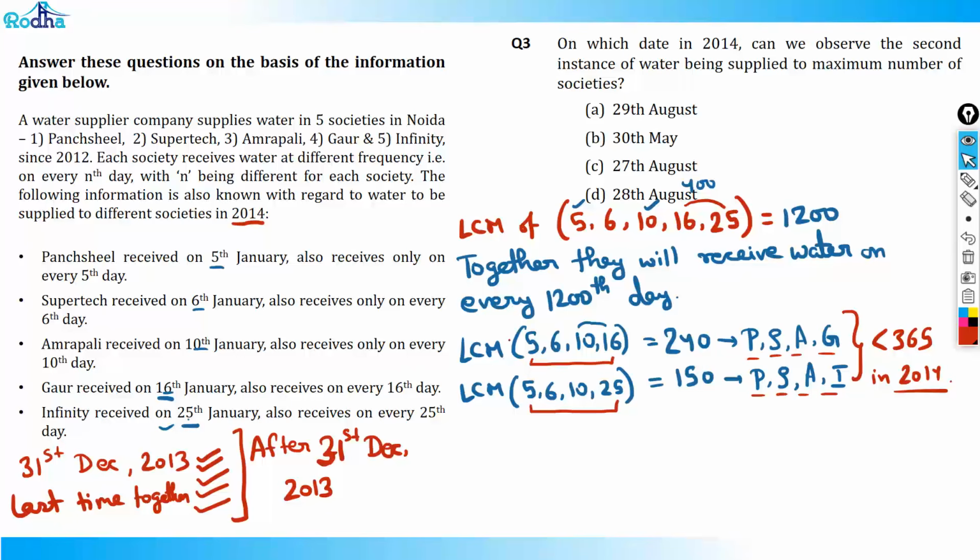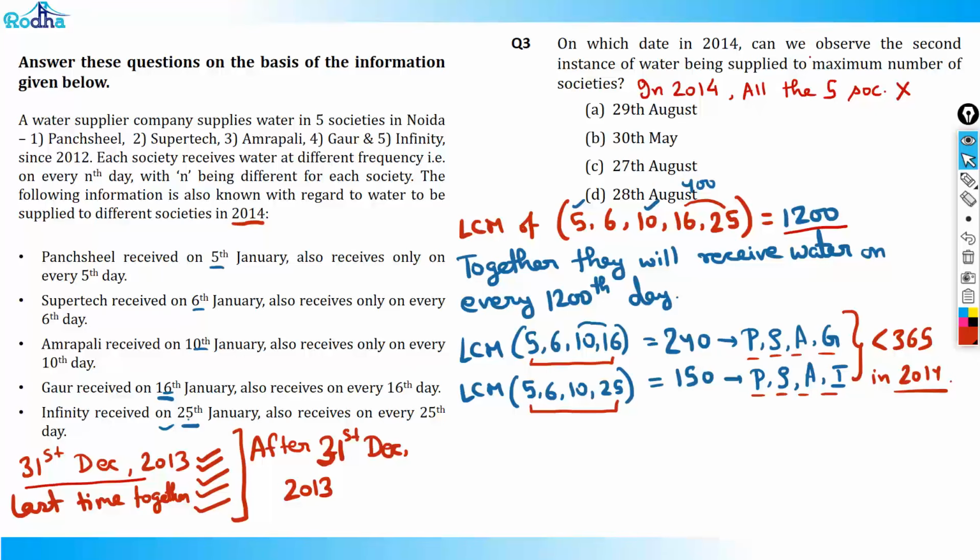So see, we have calculated this here, no? Maximum, because we already know that in 2014 all the five societies cannot get water on a single day, right? Because what was their LCM? Their LCM is 1200, right? That means they last received together on 31st December 2013. After that, 1200 days, right? Three plus years, so not possible to receive in 2014, right?